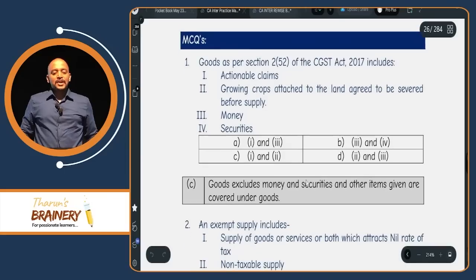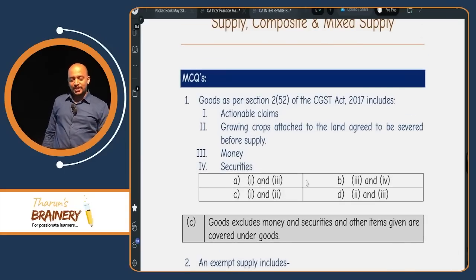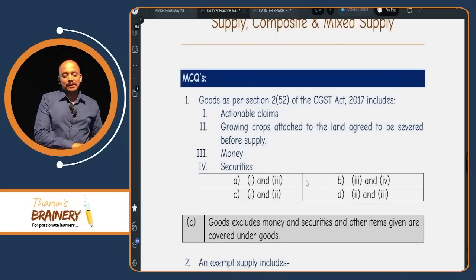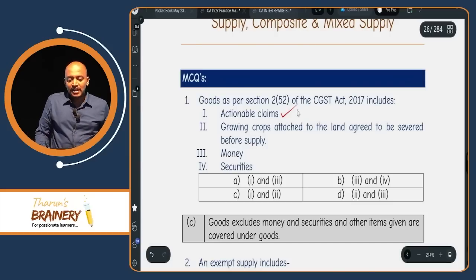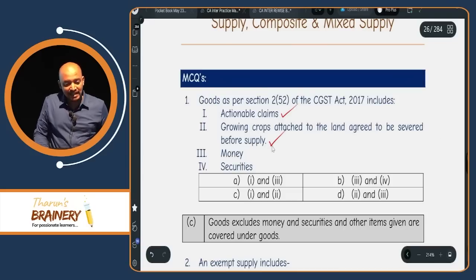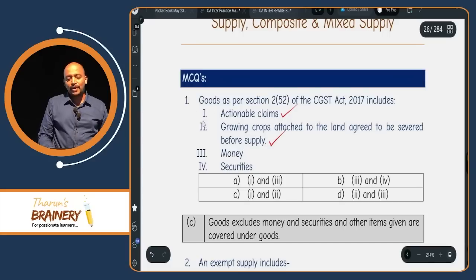MCQs alone. Goods as per Section 2 clause 52 of the CGST Act includes what? Actionable claims is included? Yes. Growing crops attached to land agreed to be severed before supply? Yes. Money and security is included or not included? Not included. So only 1 and 2.